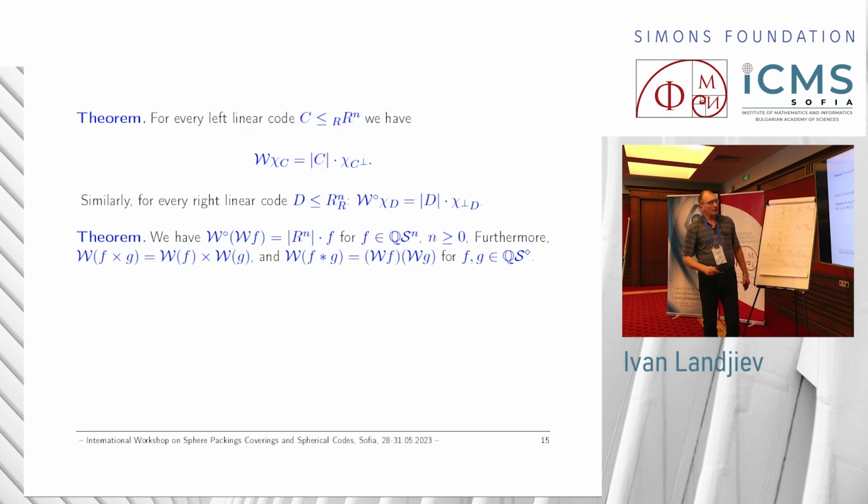And of course, this MacWilliams transform behaves well with respect to the different multiplications. If we take WFF and W0, WFF, this is of course F itself up to a certain factor. Also these properties. So much for Frobenius rings.